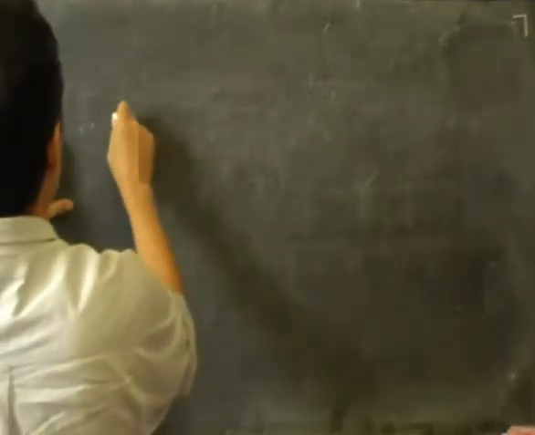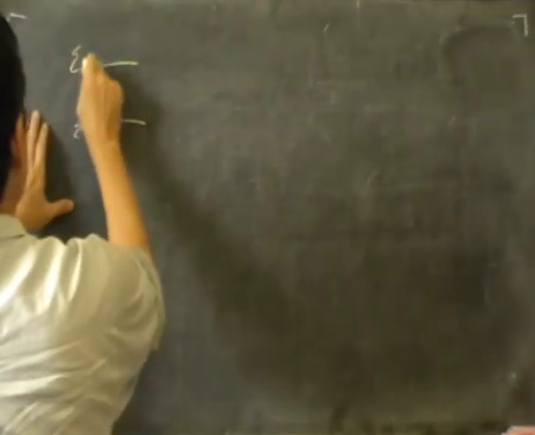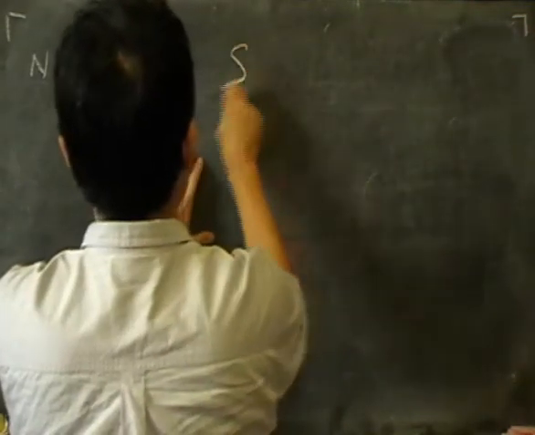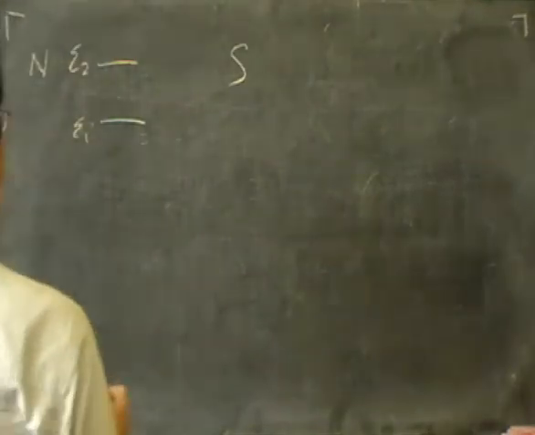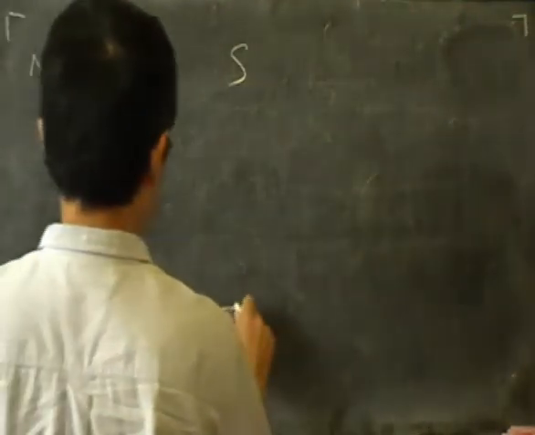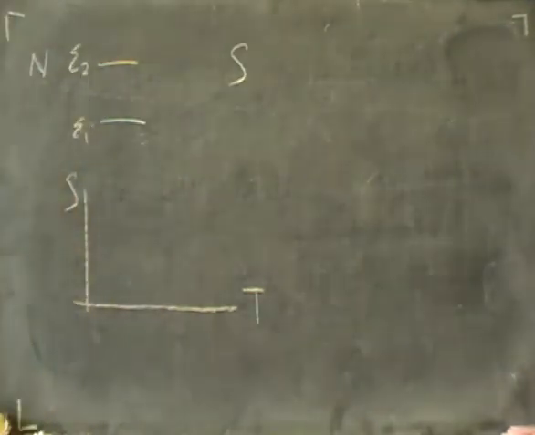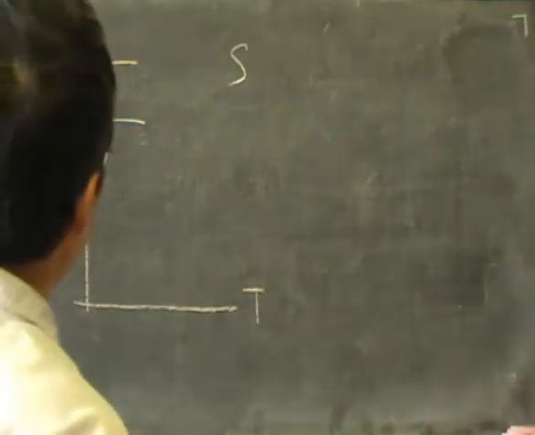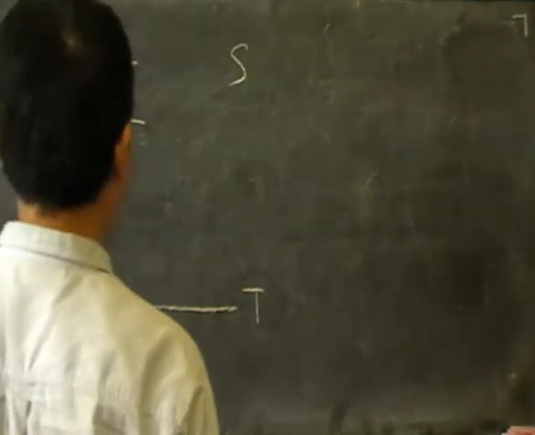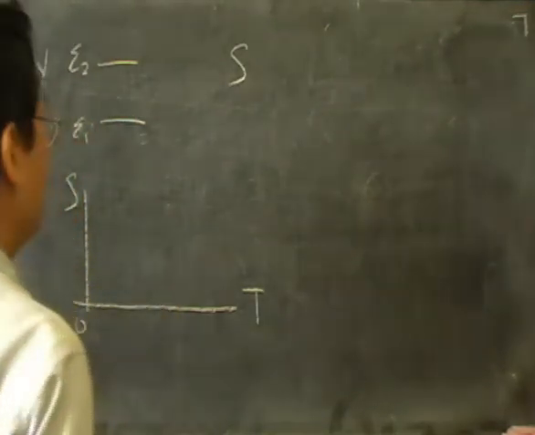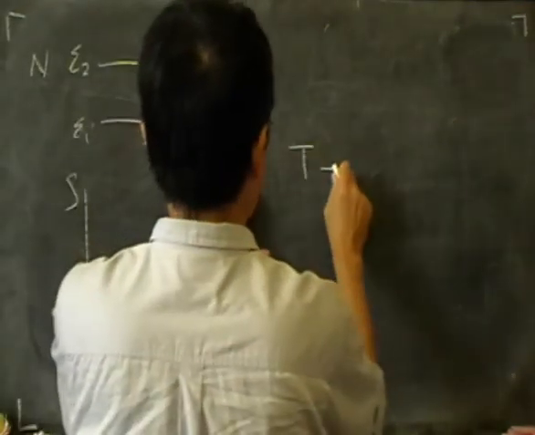Right. So the idea is this: we have these two levels. We have n particles, and we're interested in entropy. Alright? And I want to know how it varies with temperature. What does the graph look like? And I'll start by thinking about what happens when T goes to 0.